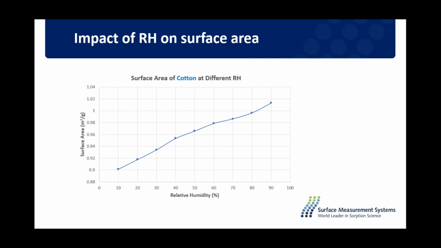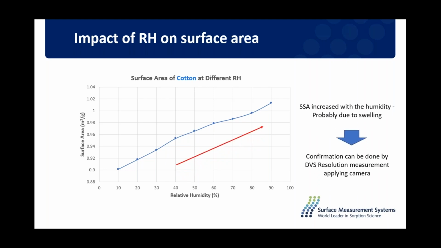In a different case, the surface area actually goes up with increasing humidity. This is on a cotton sample, so maybe not as pharmaceutically relevant, but just to illustrate, we can see that as you increase the relative humidity, the surface area actually increases. And this is due to moisture causing the material to swell and expand, which can be confirmed by doing DVS experiments with our video option. So in this case, you can actually see an increase in surface area as the material swells and expands with increasing RH.